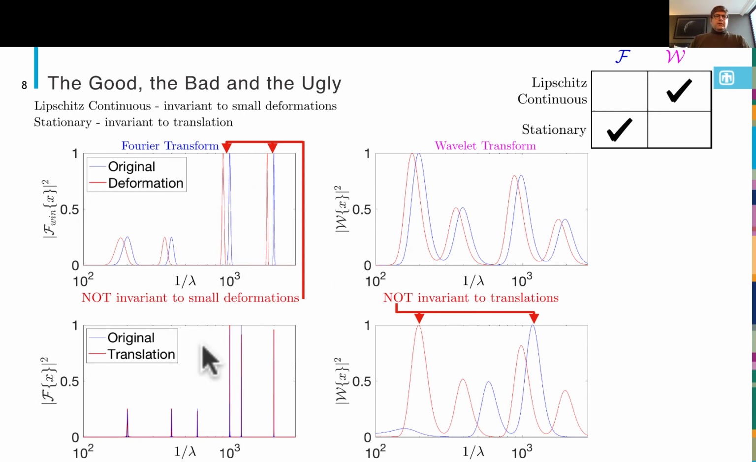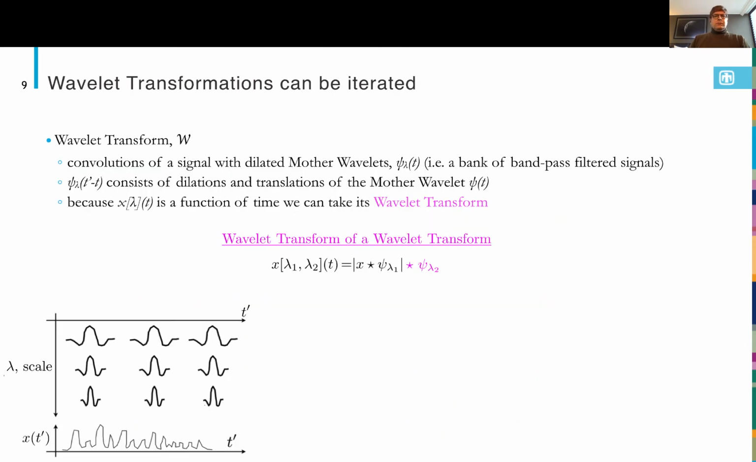It is invariant to sliding back and forth or translation, where it's just the opposite with the wavelet transformation. It ends up being invariant to the deformations, but it's not invariant to the translations. So what's the solution? Well, the solution is built off of the problem that wavelet transformations are a function of time. That's why they're not translationally invariant. But it means you can take the wavelet transformation of a wavelet transformation.